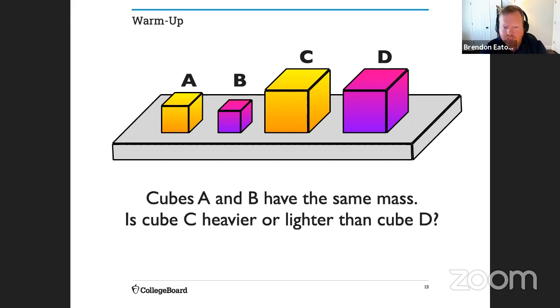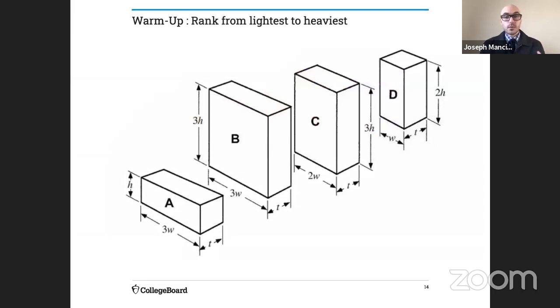So is cube C heavier or lighter than cube D? I think cube D is heavier in this case. And it's all based on the density of those objects. Now, we're hoping that you recall the relationship between density, mass, and volume. Yeah, I'm sure you learned it in your physics class and probably in a physical science class before that.